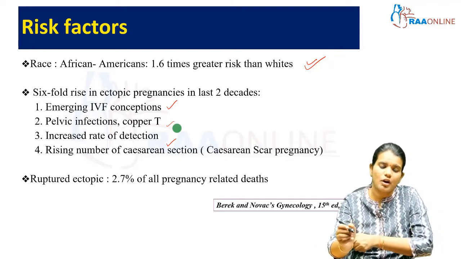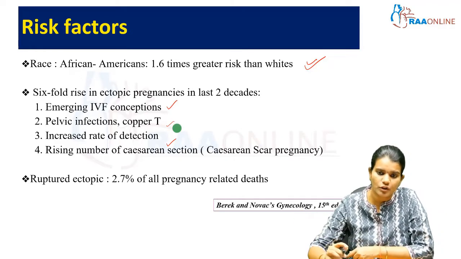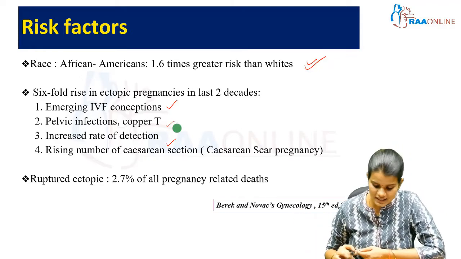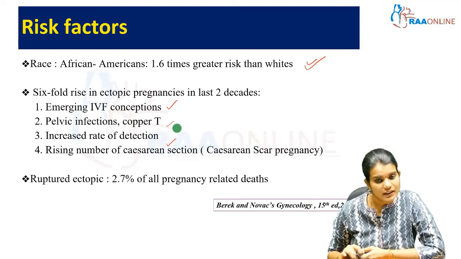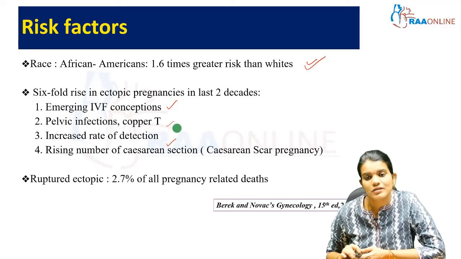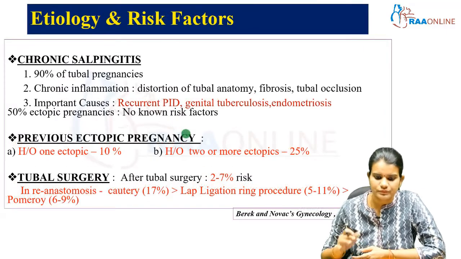And ruptured ectopics are actually 2.7% of all pregnancy-related deaths. That's still a high number, considering the increased availability of diagnosis and also the skills and the expertise.